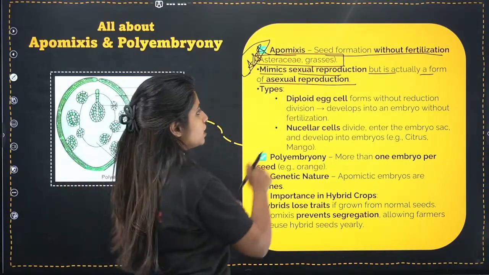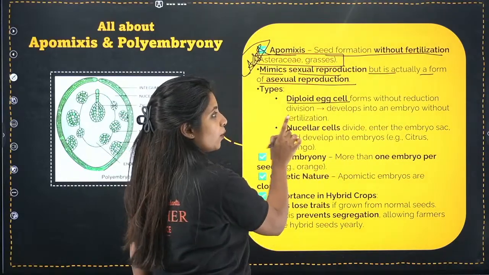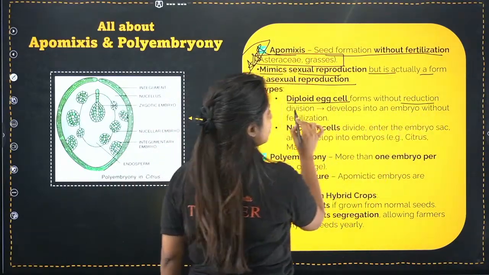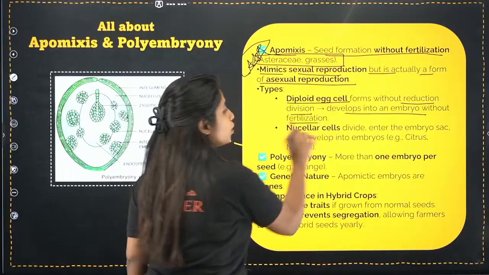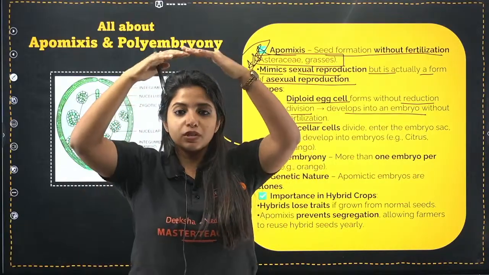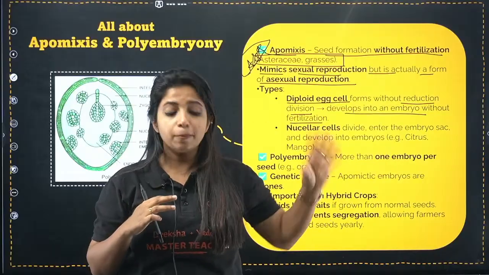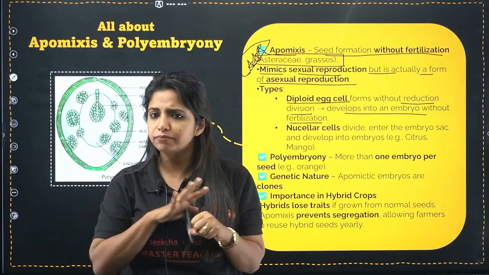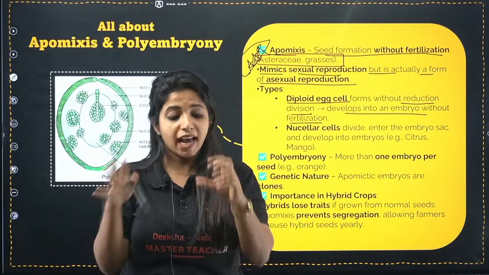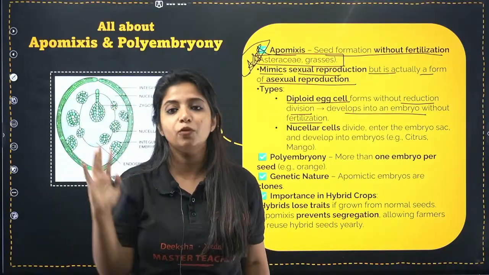Now, there are two ways. One is the egg cell is already diploid. The diploid egg cell forms without reductional division. They develop into an embryo without fertilization. So basically, usually the egg cell is formed after reduction division. But over here, a diploid egg cell is formed without any reductional division, right? And this diploid egg cell later forms the embryo without fertilization also.